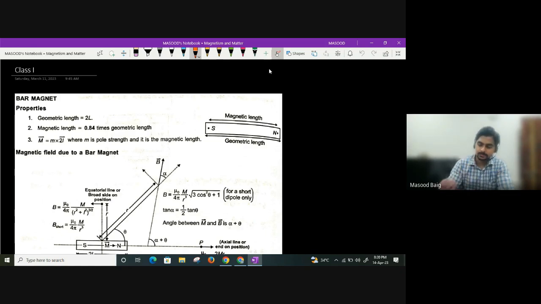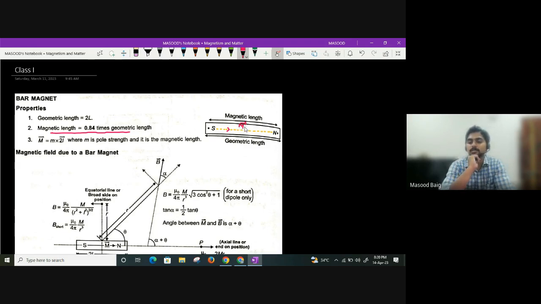Basically, a bar shaped object with poles can behave as a bar magnet, and the distance between the ends will be called the geometric length. Poles will not be exactly at the ends, they will slightly be inside. The distance between the poles will be called the magnetic length. Magnetic length will be almost 0.84 times the geometric length, guys. And apart from that, whenever we talk about a bar magnet directed from south pole to north pole, we are going to have one particular quantity called your magnetic dipole moment.